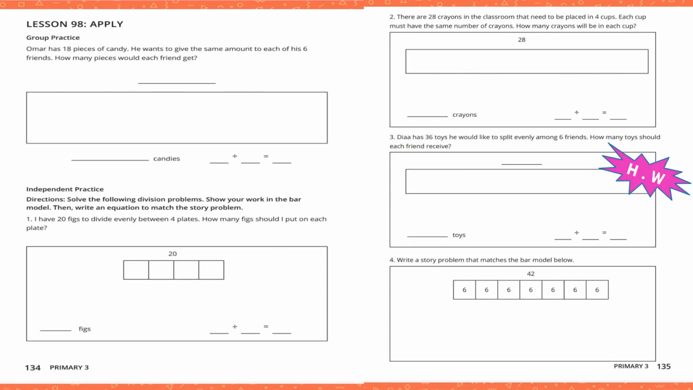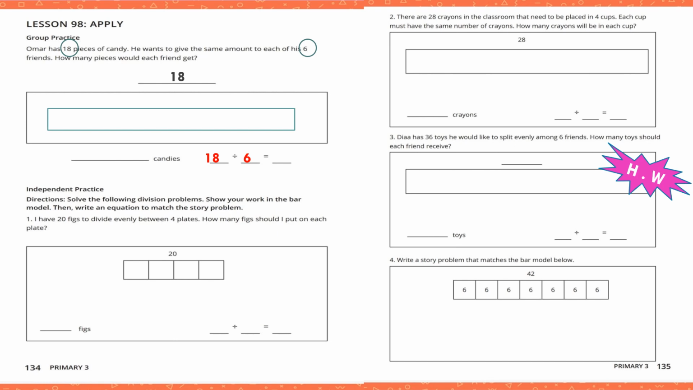Lesson 98. Omar has 18 pieces of candy. He wants to give the same amount to each of his 6 friends. How many pieces would each friend get? The total here, or the whole number of pieces, equals 18. And he wants to divide or distribute them between 6 students. So I will make a division. 18 divided by 6. You can use a bar model like this to explain your answer.